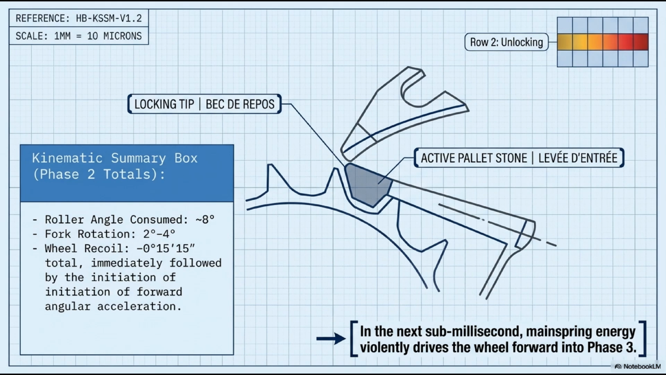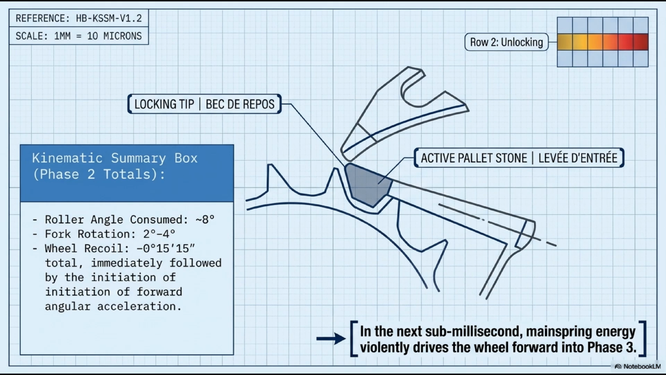opposite pallet stone. The locking tip, bec de repos, shown labeled on the diagram, is the exact geometric moment of transition. Everything before it, phase 2, unlocking, cost without return. Everything after it, phase 3, impulse, energy delivery to the balance.